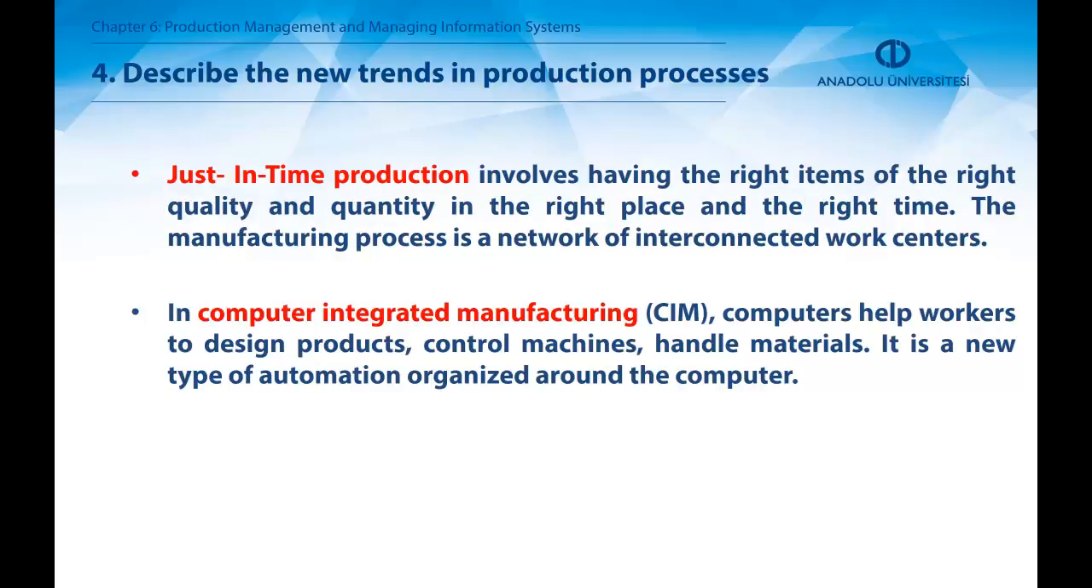And there is just-in-time production. Just-in-time production is actually a Japanese philosophy applied in management, which involves having the right items of the right quality and quantity in the right place at the right time. And it's always reported that the proper use of this production has resulted in increases in quality, productivity, and efficiency, and decreases in costs and wastes.